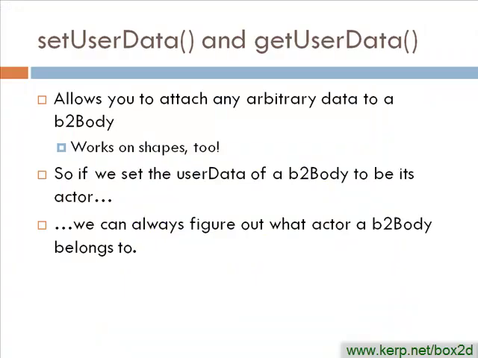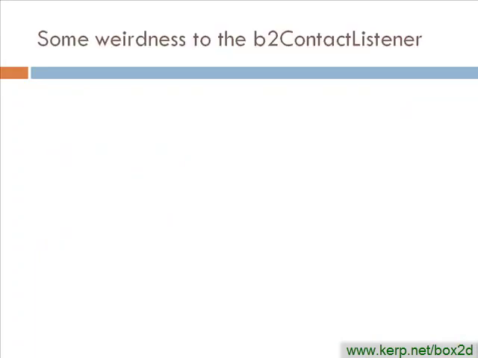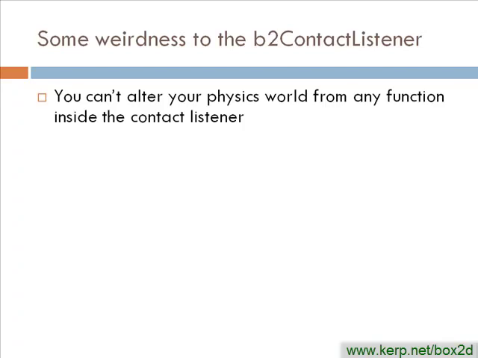Now, before you get too excited about using the B2 contact listener, let me point out a few things you've got to watch out for. I think the most important rule is you cannot alter your physics world from any function inside the contact listener. Remember, this contact listener is going off in the middle of B2 world's step function. It is moving around all of these objects at the same time, trying to resolve all the collisions within your world. And if you start adding or removing or changing objects, weird things will happen.